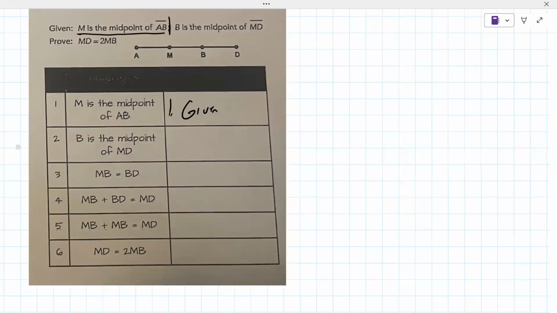B is the midpoint of MD. Wouldn't that be the definition of midpoint? I would also assume it's given. It's also given. There can be more than one given. Oh yeah.